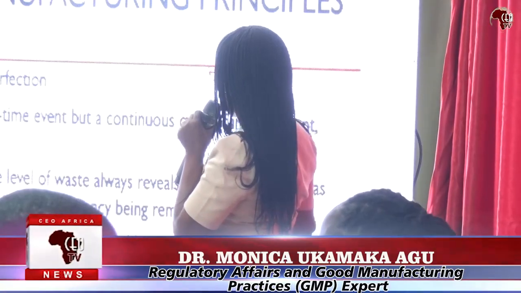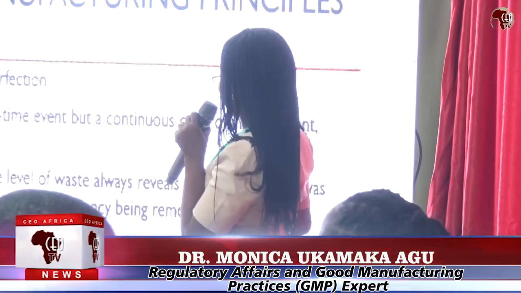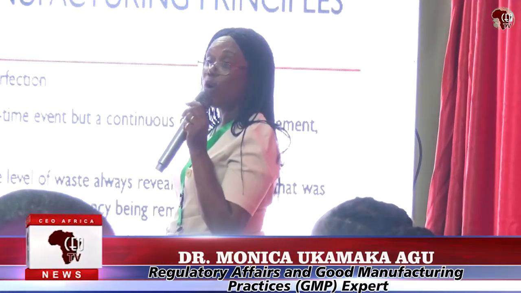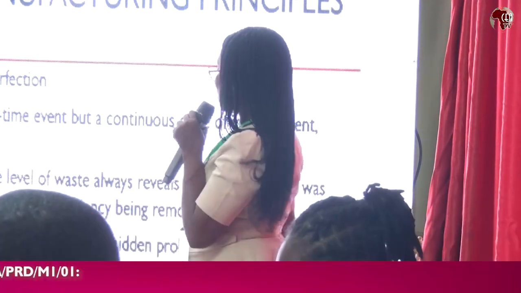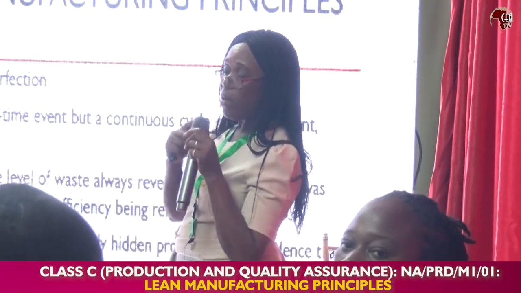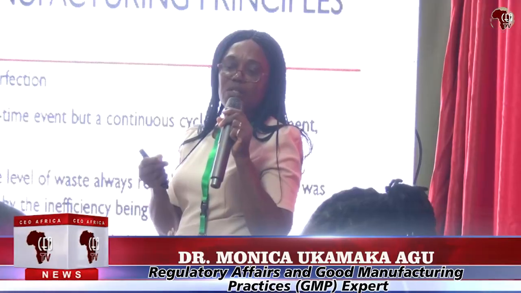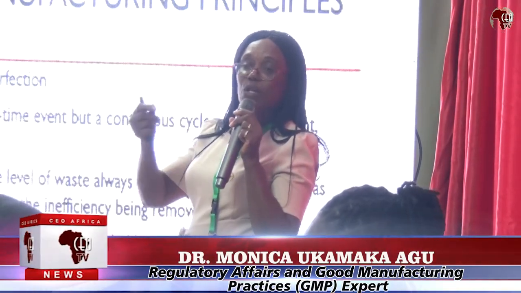Elimination of one level of waste will always reveal the next level that was previously hidden by the inefficiency of the one you eliminated first. So it's a process. If you start lean and you notice a lot of things, don't think, oh, this is even creating problems. No, it's identifying those wastages that need to be removed for you to have a lean manufacturing process.